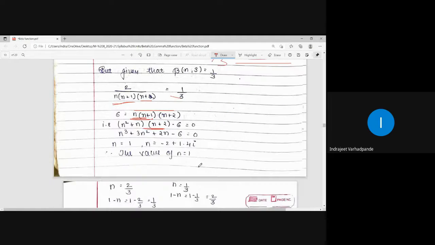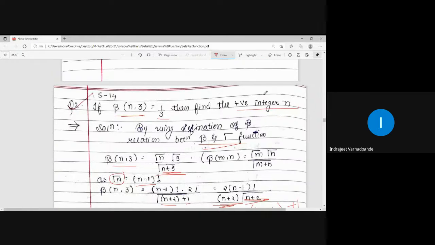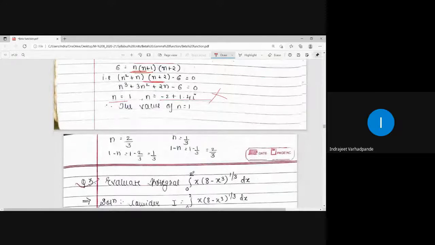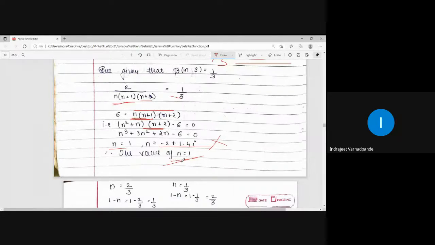In the cubic equation, one value of n is 1, and the other values are minus 2 plus or minus 1.4 i. We do not need complex values because n should be a positive integer. So what is the expected answer for n? The expected answer or the value for n is n equal to 1, and that is how we try to simplify and get the answer.